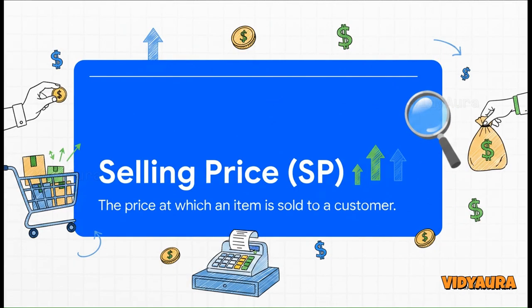And the other side of the coin is the selling price, or SP. This one's easy. It's the price you sell that item for, it's the money you get back in your hand. So to put it all together, you buy at the cost price and you sell at the selling price.